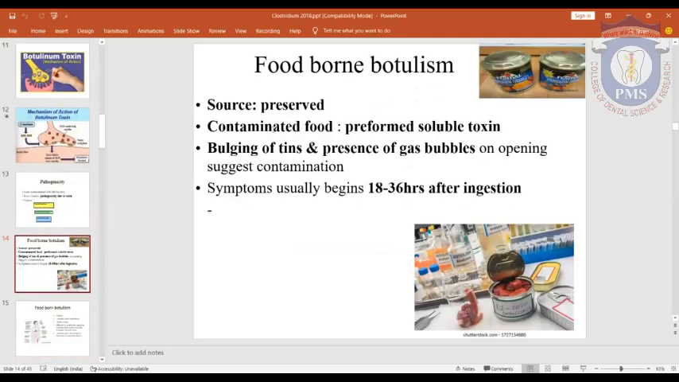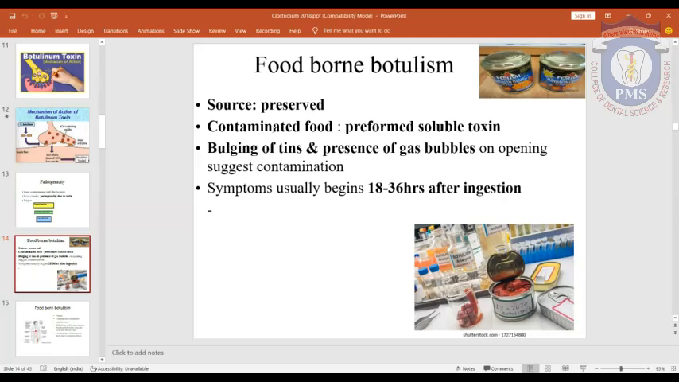First one is food botulism. The source of infection is the preserved food materials, which include meat and meat products, fishes, vegetables, etc. The contaminated food can be identified by the abnormality in its appearance and odor. There won't be a normal odor for that. Putrefied smell may be there and it contains preformed soluble toxin. Bulging of tins and presence of gas bubbles on opening suggest contamination.